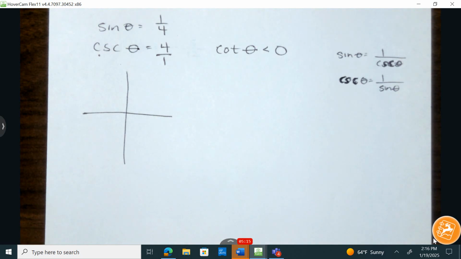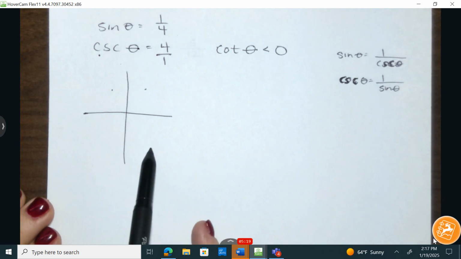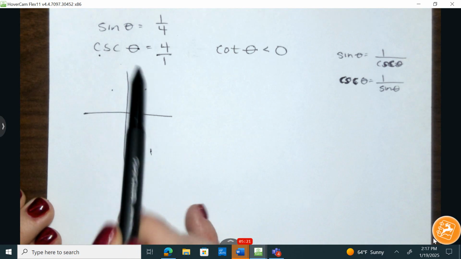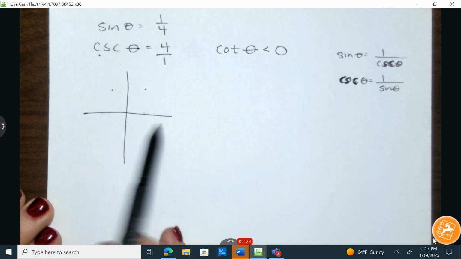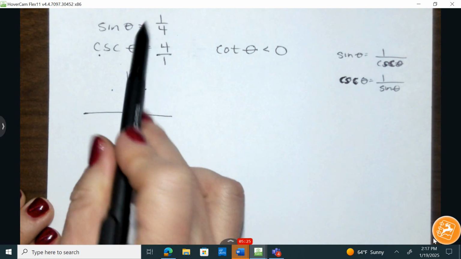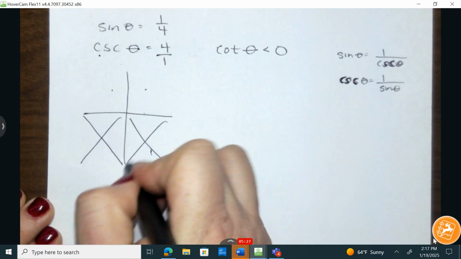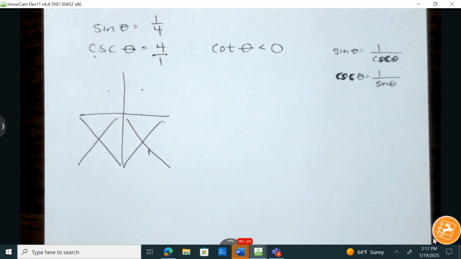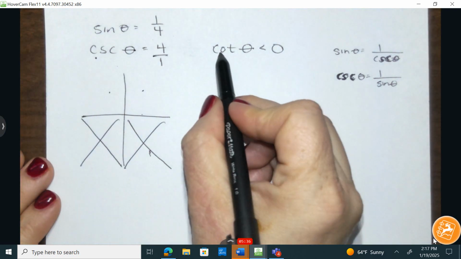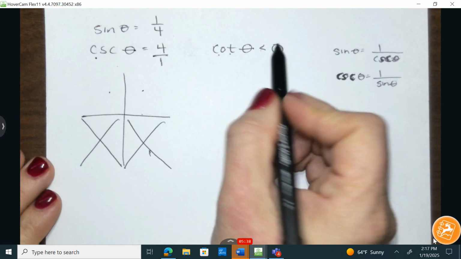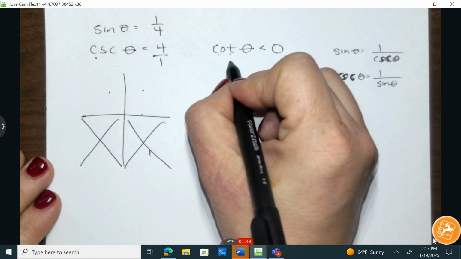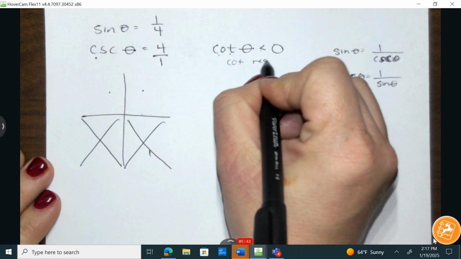So I know that the sine is a positive value. Not only is it positive, it's 1 over 4. Sine is like our y. So in these 4 quadrants, sines are positive above the x-axis and sines are negative below. So the sine is a positive value. I'm going to cross out quadrant 3 and quadrant 4 because the y values, or sine values, are negative in those regions. Also, cotangents are less than 0. That means that the cotangents are negative.